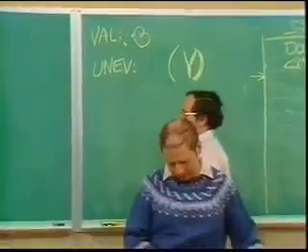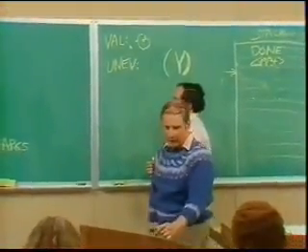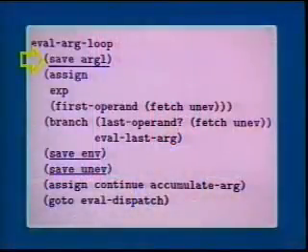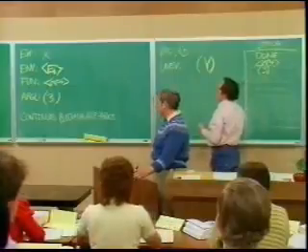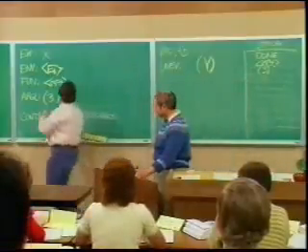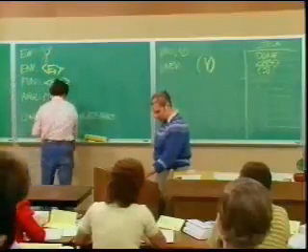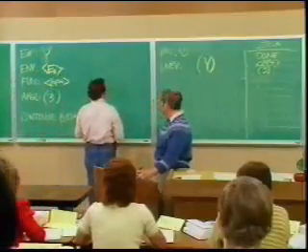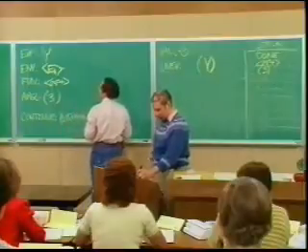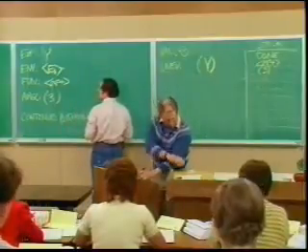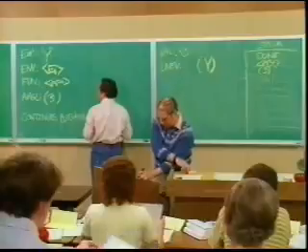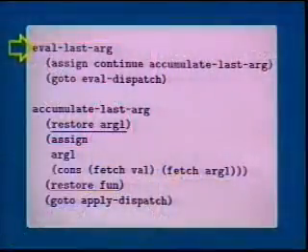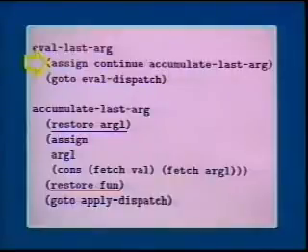Eval arg loop. Okay. Now we're about to do the next argument. So the first thing we do is save argle. Okay, we assign to exp the first operand of fetch of unev. Okay, we test and see if that's the last operand. In this case, it is. So we're going to go to a special place that says evaluate the last argument. Because notice, after evaluating the argument, we don't need the environment anymore. That's going to be the difference. So here at eval last arg, which has assigned to continue accumulate last arg.